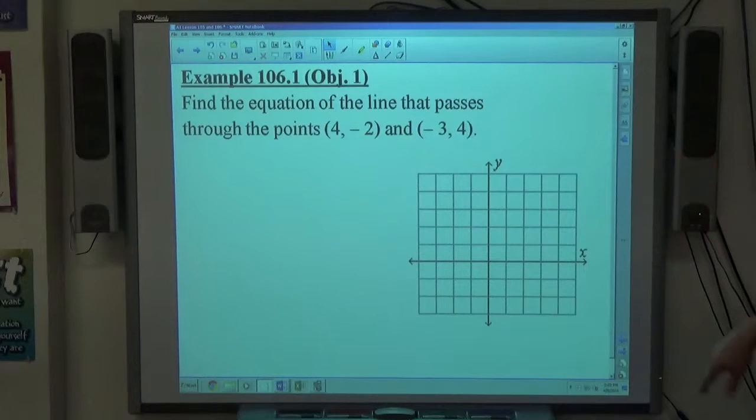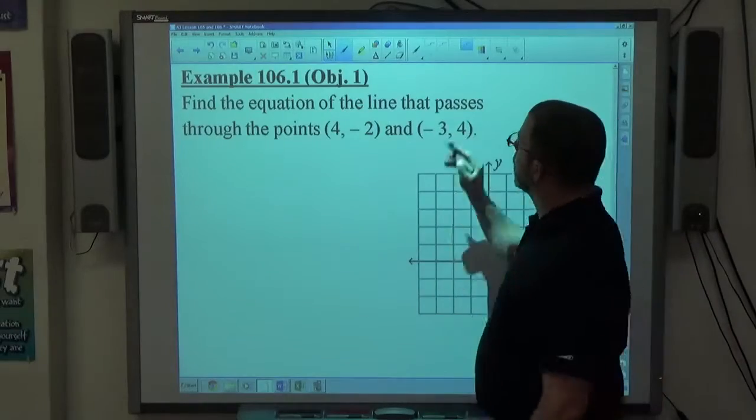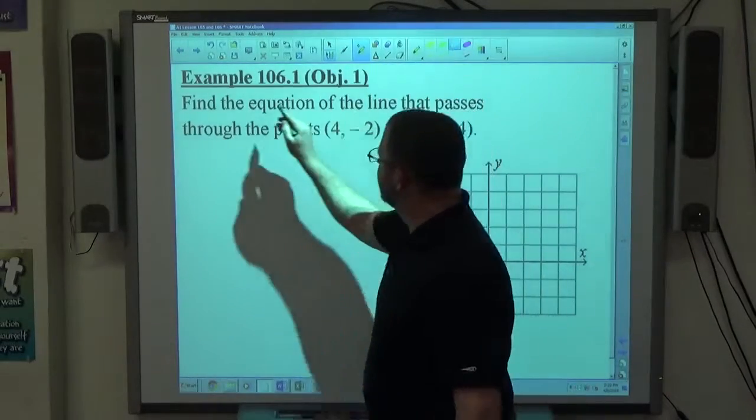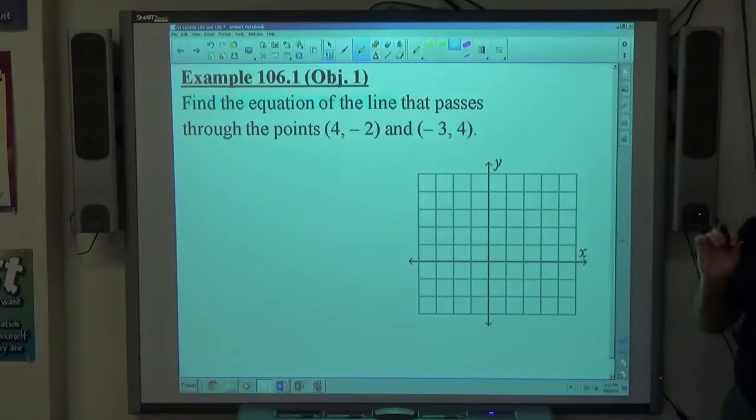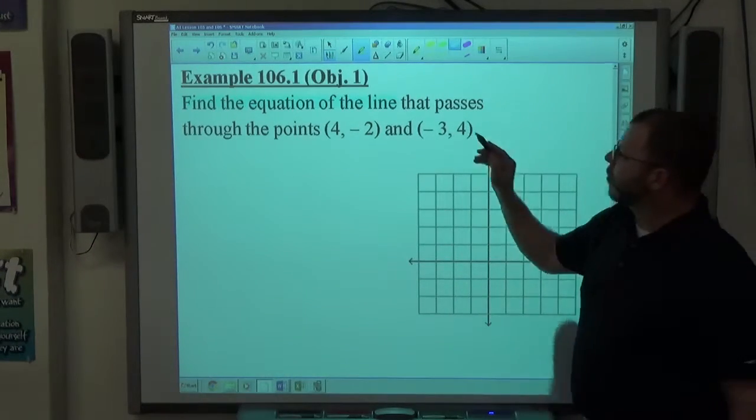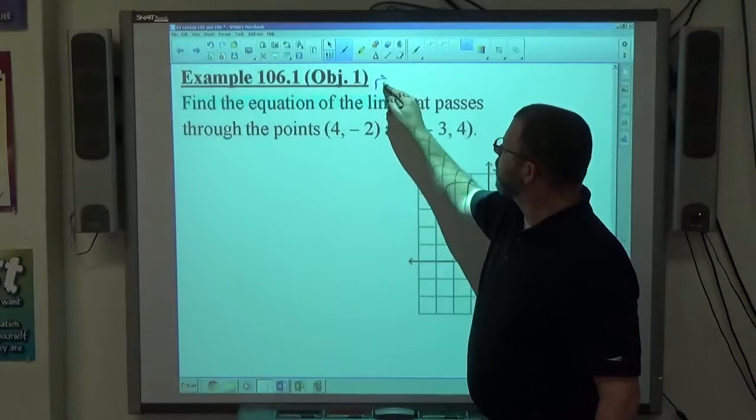All right, so example 1. Find the equation of the line that passes through the points (4, -2) and (-3, 4). So let me first identify the directions. Find the equation of the line. All right, that translates directly to this request.